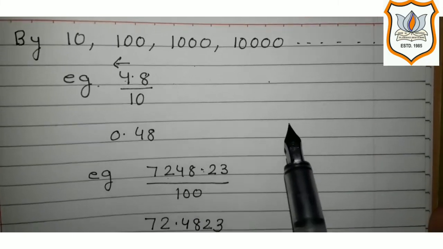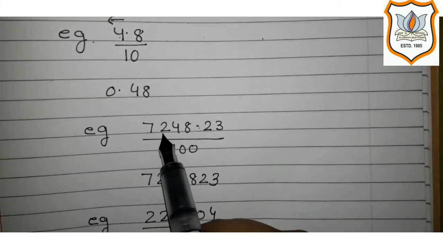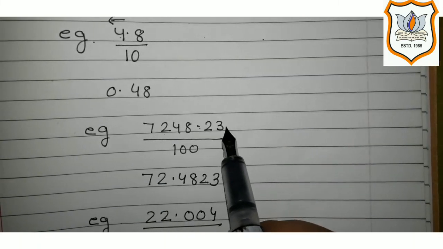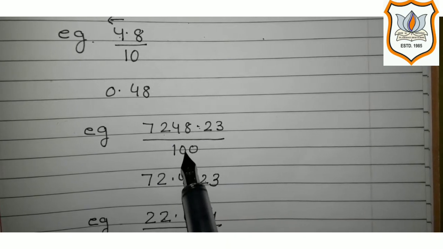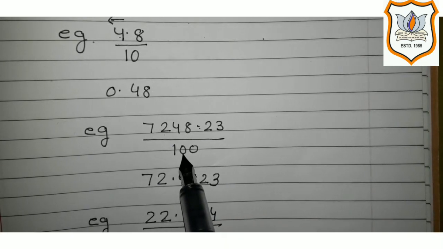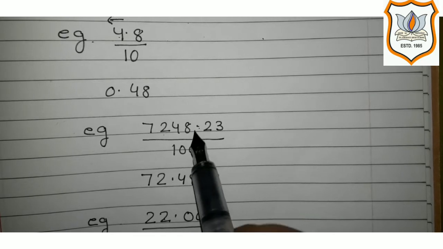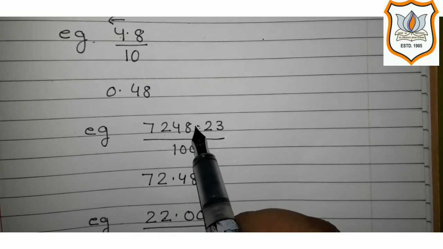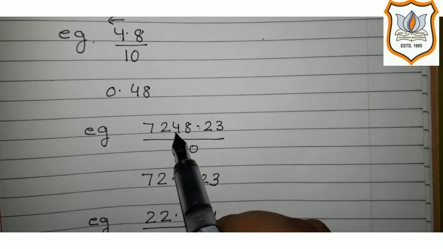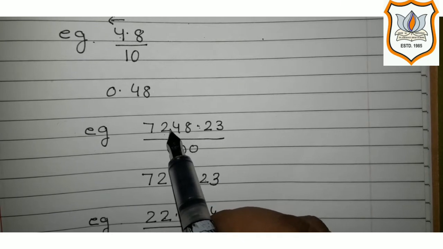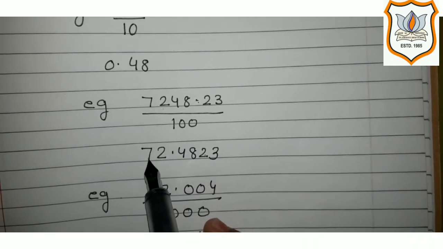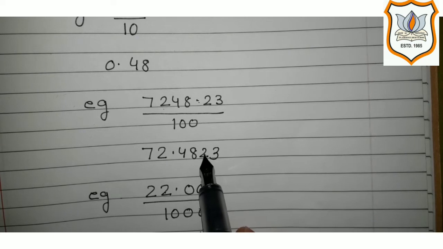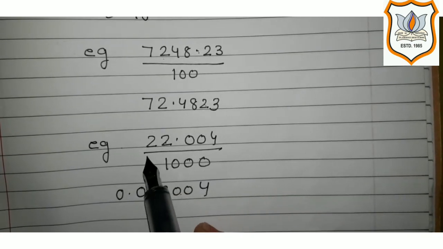Another example I will give you: 7248.23 divided by 100. Now how many zeros are there in 100? There are 2 zeros. So this decimal will move 2 digits towards the left side. So it will come here, 1, 2. It will come here. So our answer will be 72.4823.